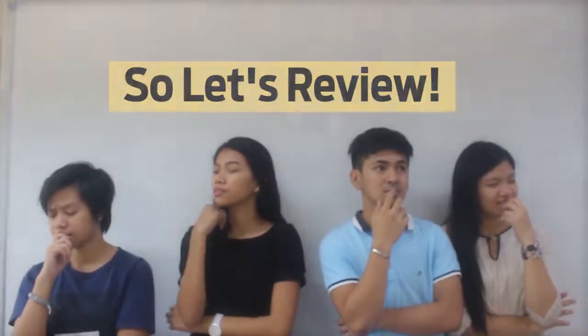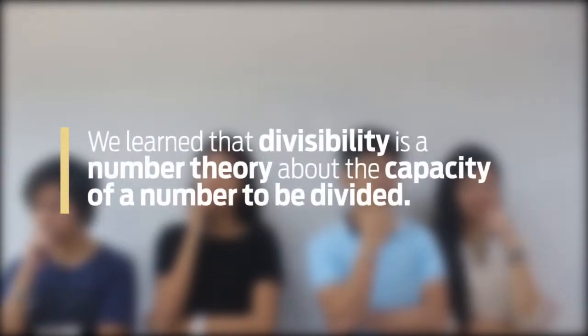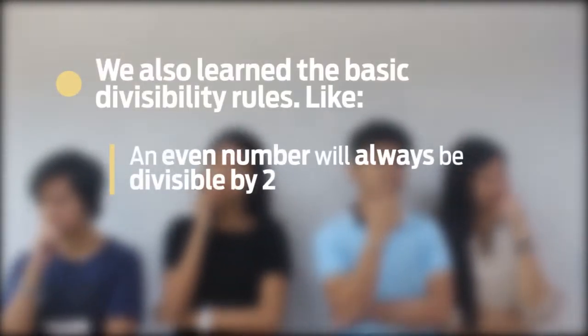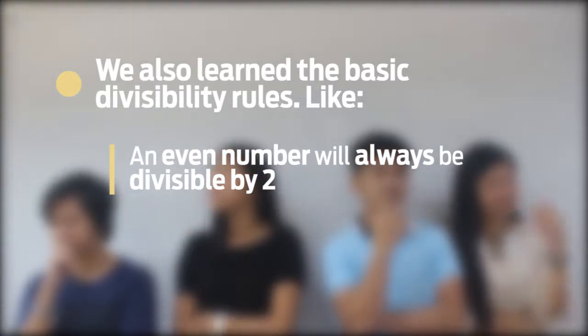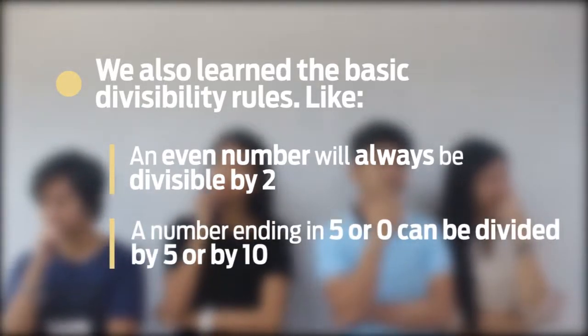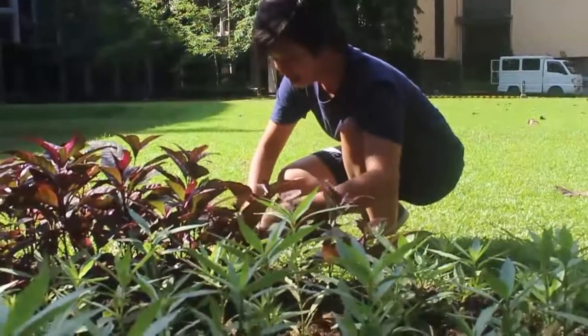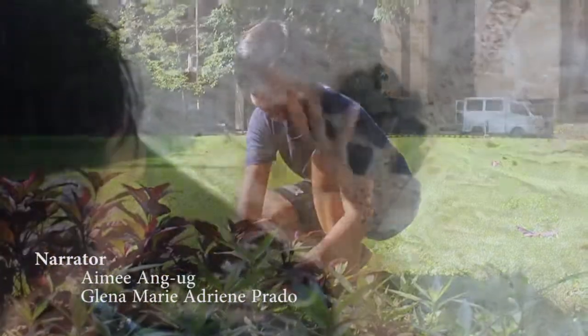So let's review. We learned that divisibility is a number theory about the capacity of a number to be divided. We also learned the basic divisibility rules, like how an even number will always be divisible by 2, or a number ending in 5 or 0 can be divided by 5 or by 10. However, there are still more rules to learn, which we'll talk about in our next episode.